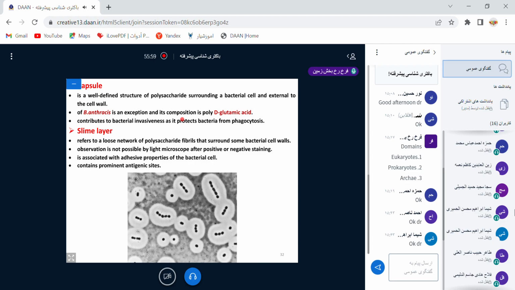It is a polypeptide, many amino acids of diglutamic acid. So only one capsule is protein, but the other capsules are polysaccharide. Slime layer: if it is very compact, it is a capsule, but if it is loosely come together, we call it a slime layer.